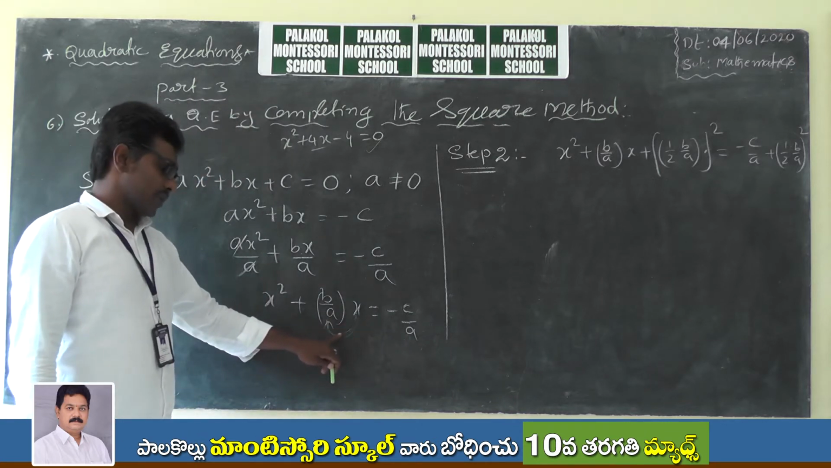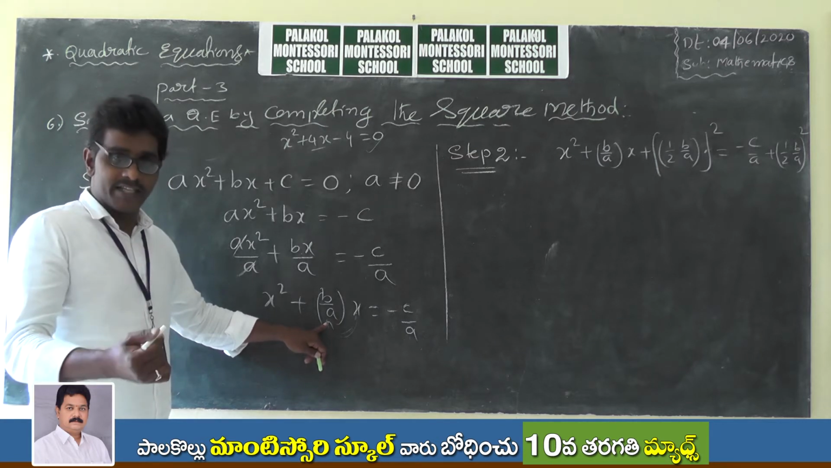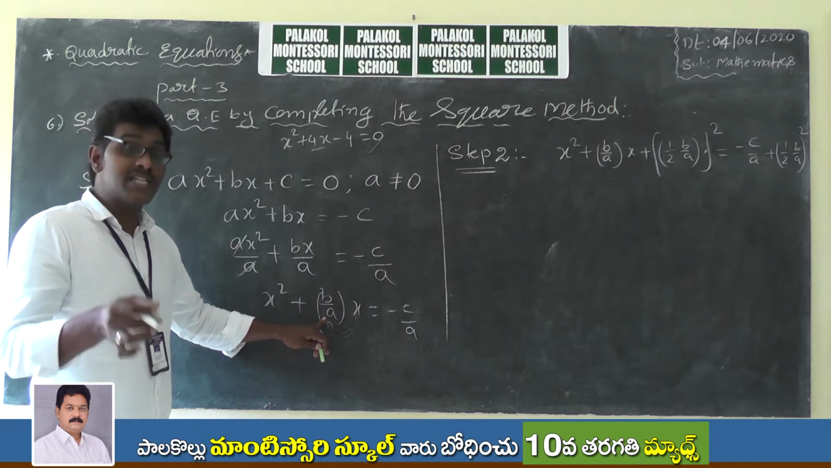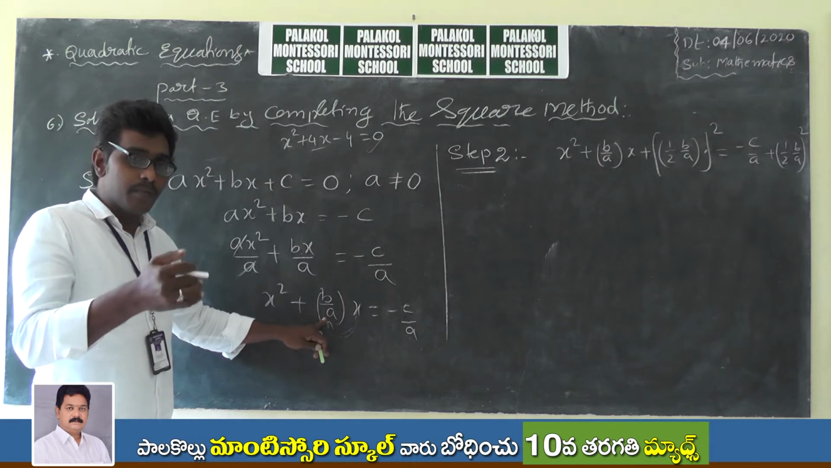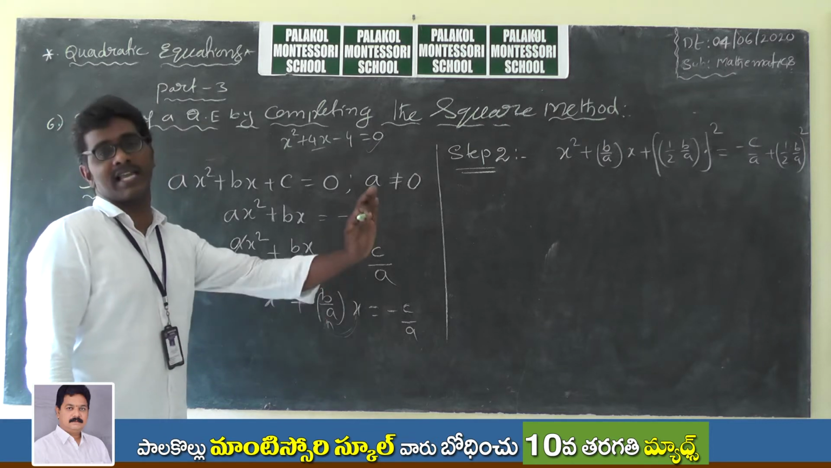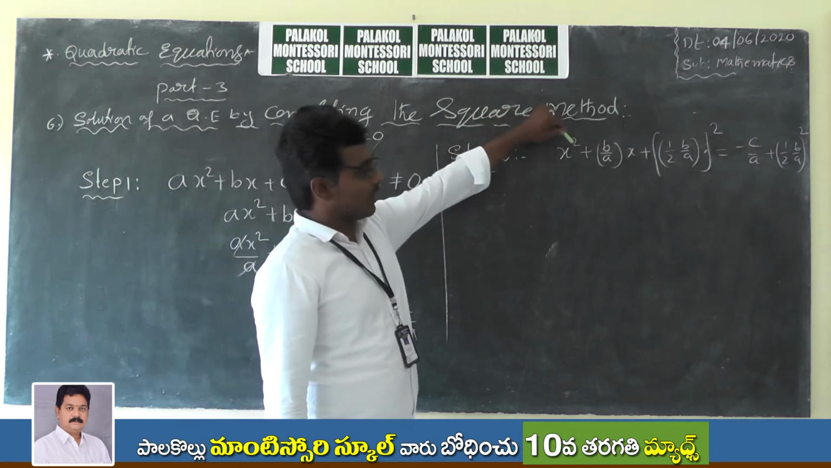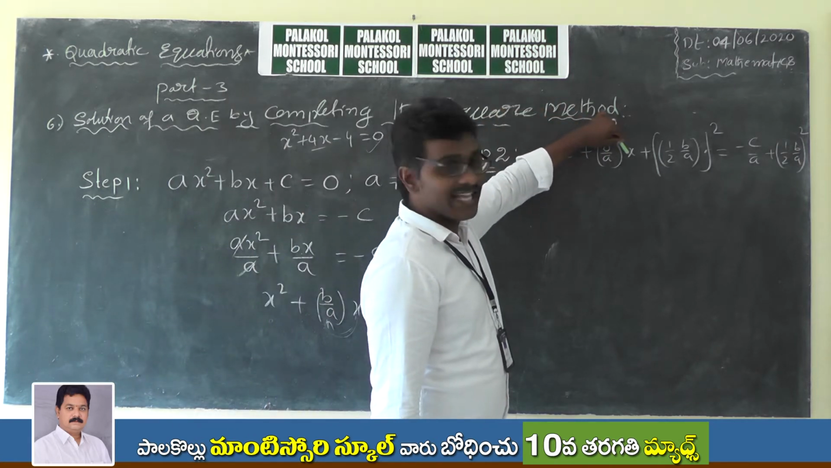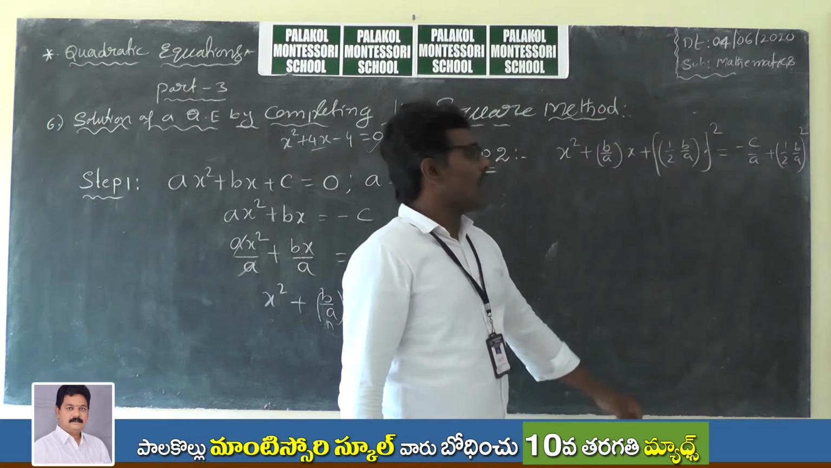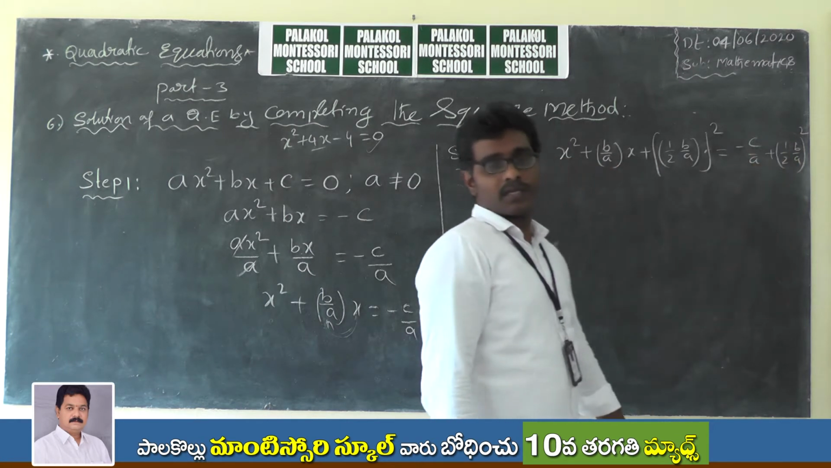Guys, do you understand? Once again: what is the coefficient of x? b by a. Take half of it, that means half of b by a, and square that coefficient, half of b by a whole square. That term should be added on both sides. That's why in step 2 you write x square plus b by a of x plus half of b by a whole square is equal to minus c by a plus half of b by a whole square.